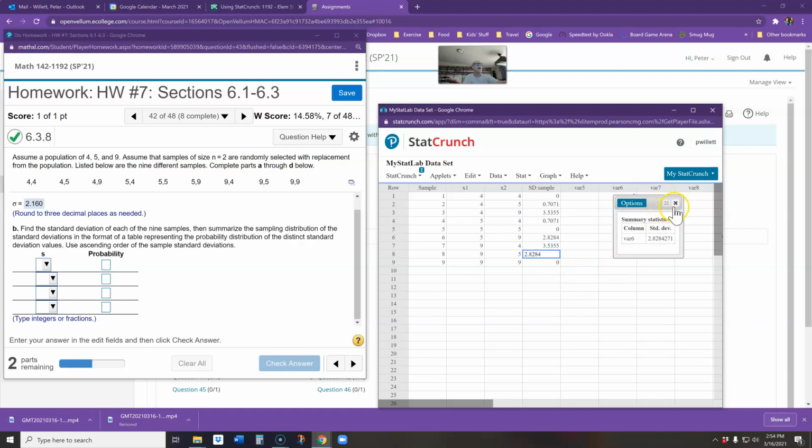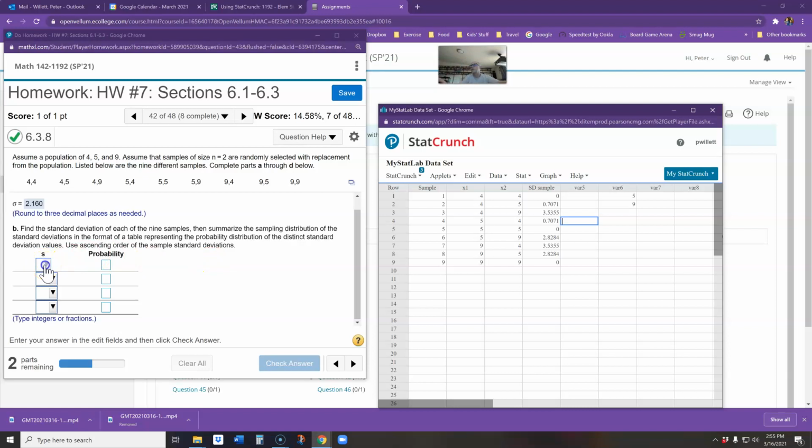Okay, so what I now have is my 9 different standard deviations. It says, summarize the distribution of standard deviations in table format by representing the probability distribution of the distinct standard deviation values. So what are the distinct values? It looks like there are 4 of them: a 0, a 0.707, a 2.82, and a 3.53. Those are the distinct values I can get out of the 9 different samples that I took. And it says to order them in ascending order. That's from smallest to biggest.